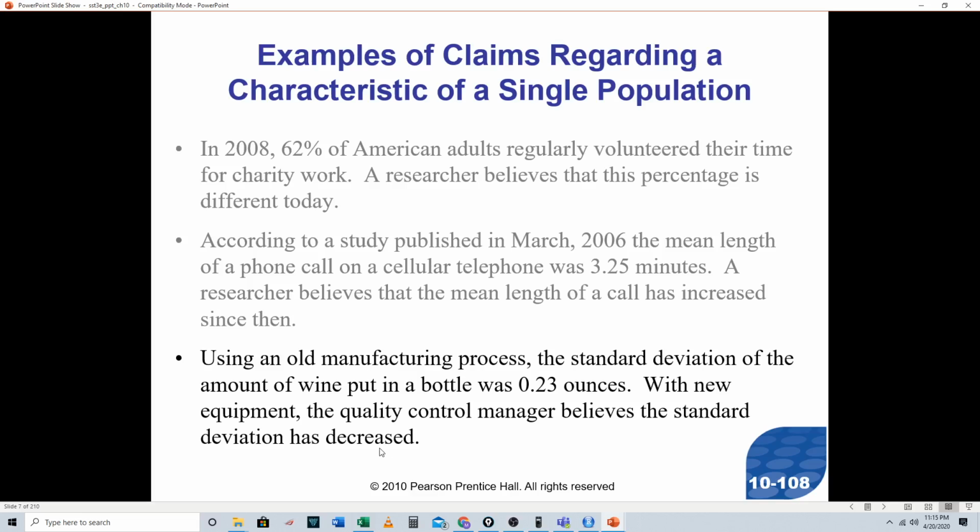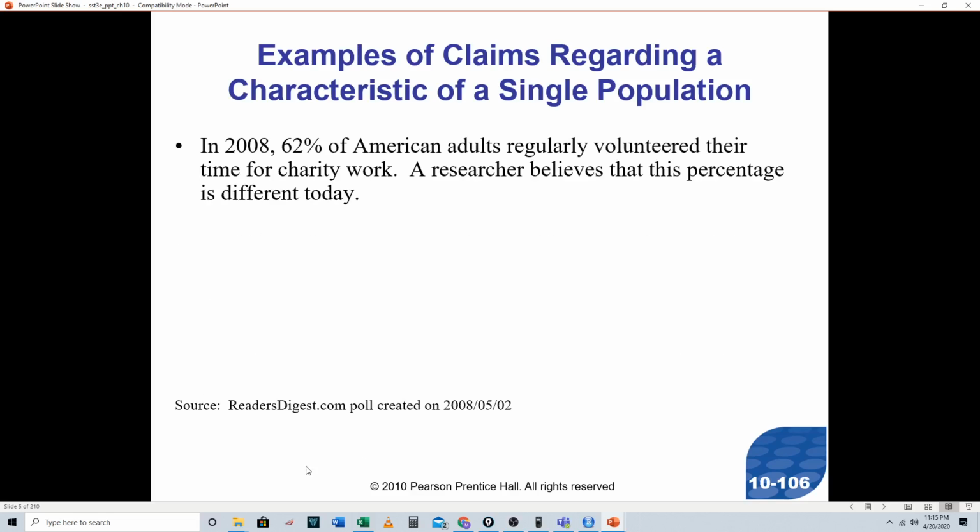So here again, we have three options. We either believe there's an increase, we believe there's a decrease, or we don't know, but we don't think it's the same. Okay? And here's how we're going to state these three different options. Let's go back here. I'm going to write it on here.